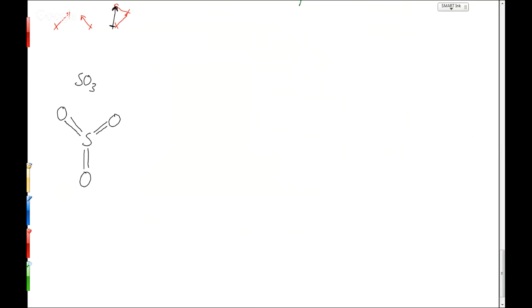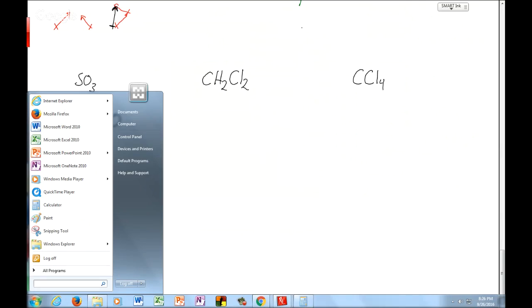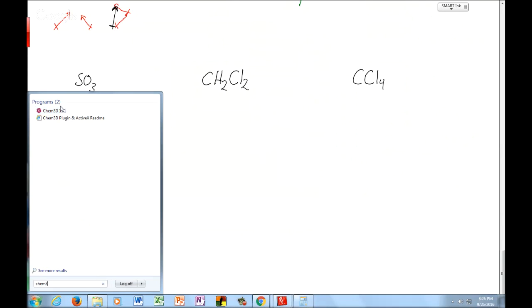And then I want to look at another. Before I draw this one, the shape that arises from 4 different atoms being connected to the center is something called a tetrahedron. It's hard to see in 2 dimensions if you haven't seen it before, because it's really a 3-dimensional shape. So I want to pull up this other program to show you this.